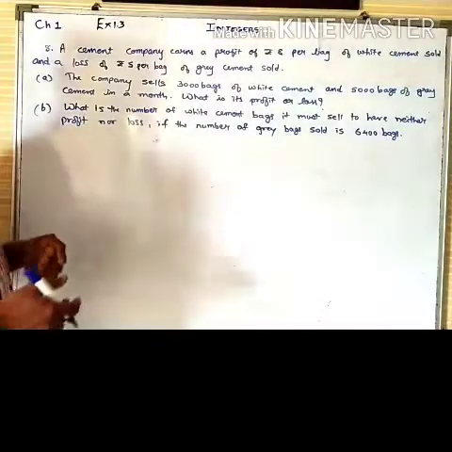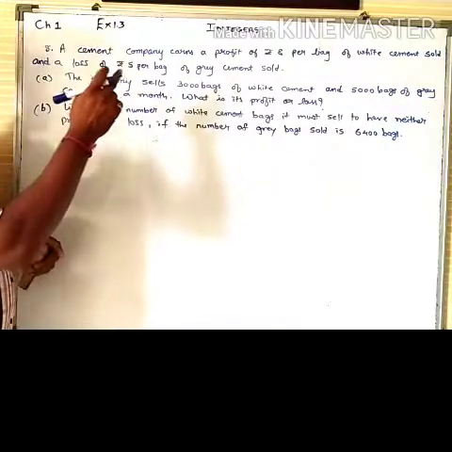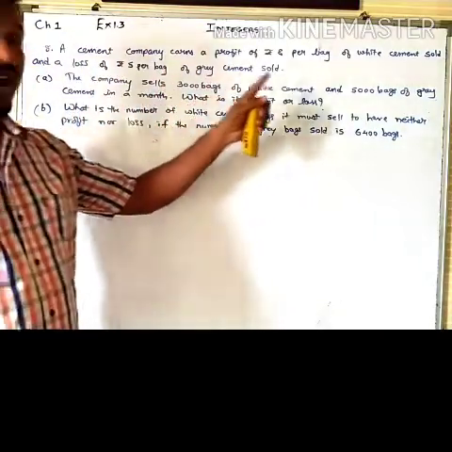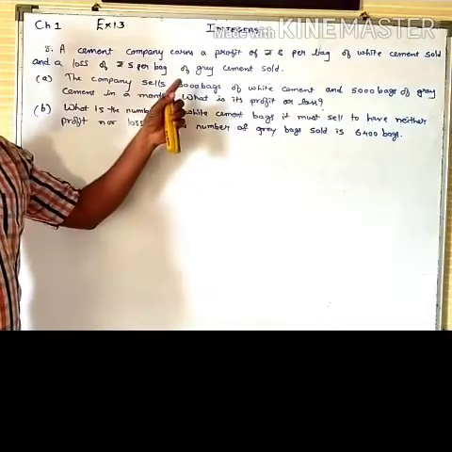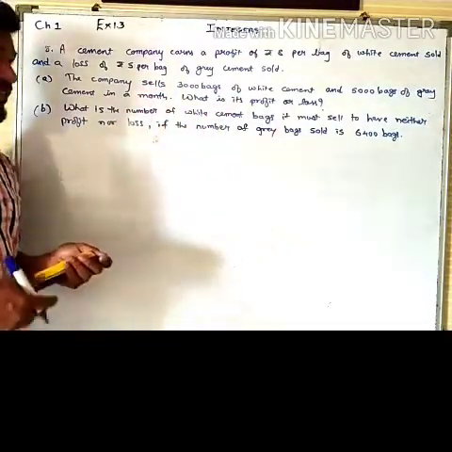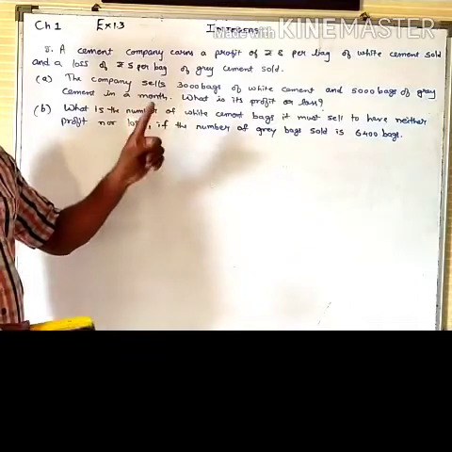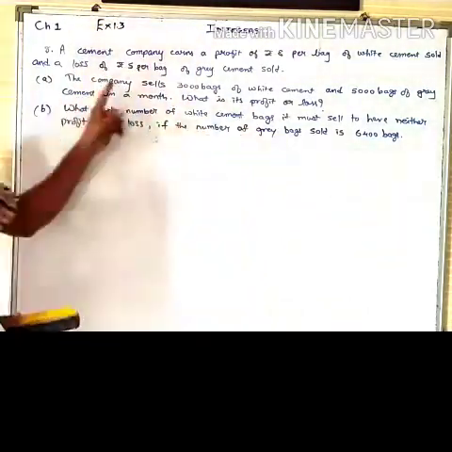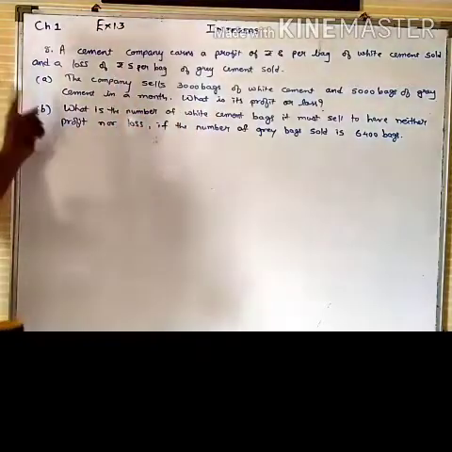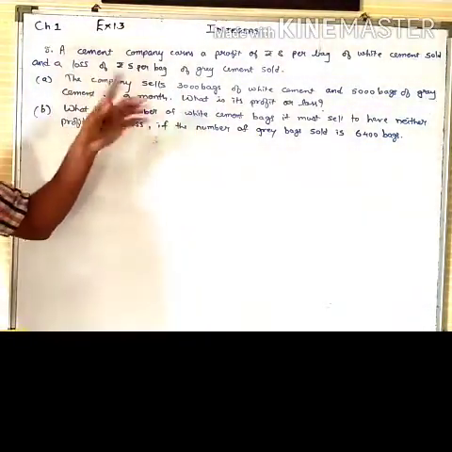Now let us begin our sum number 8. A cement company earns a profit of rupees 8 per bag of white cement sold and a loss of 5 per bag of grey cement sold. That means what? While selling white cement, the company used to earn a profit of rupees 8 per bag, and while selling grey cement, the company used to incur a loss of rupees 5 per bag.